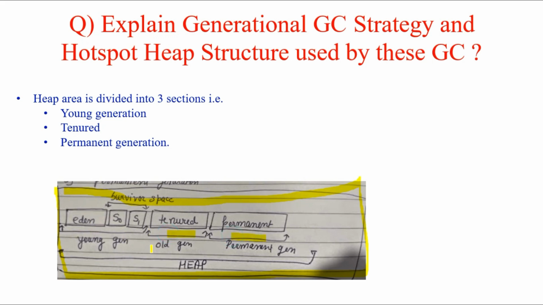So young generation is again divided into 3 parts: Eden space, S0 and S1, which are basically the survivor spaces. So whenever minor garbage collection happens in the Eden area of young generation, the surviving objects are moved to S0 or S1 depending upon which is empty. I'll show you the complete process in just a few seconds. Please bear with me. So this is the young generation.